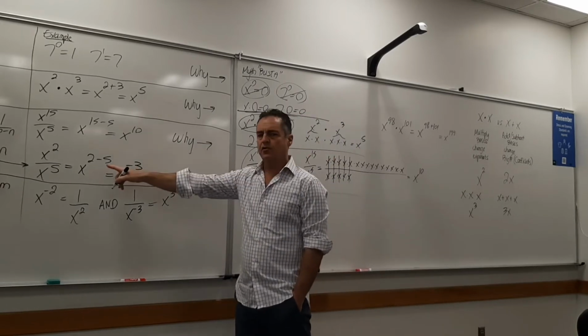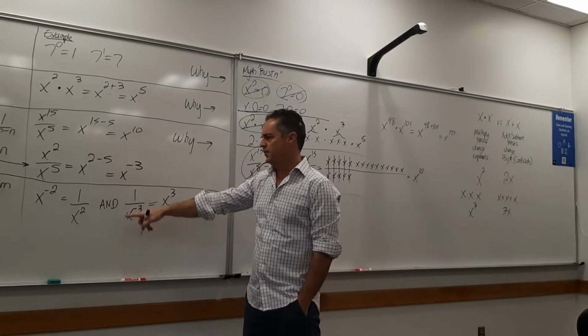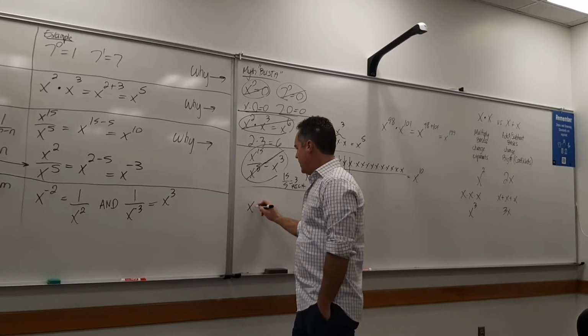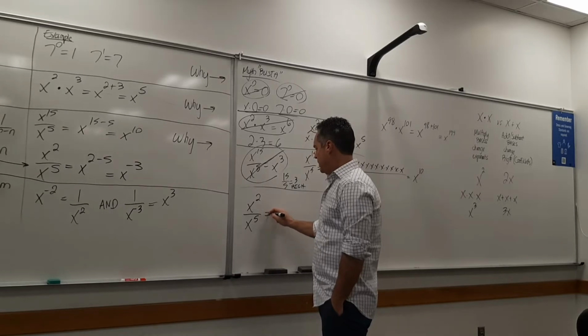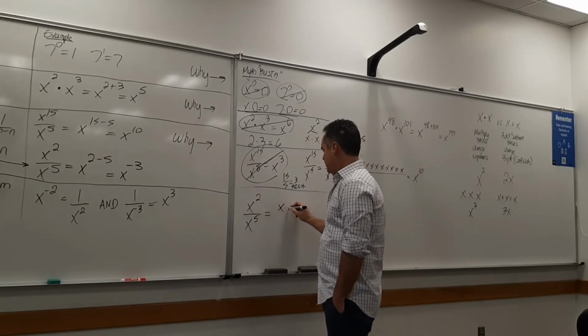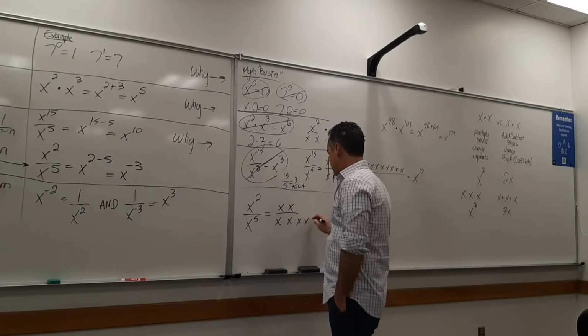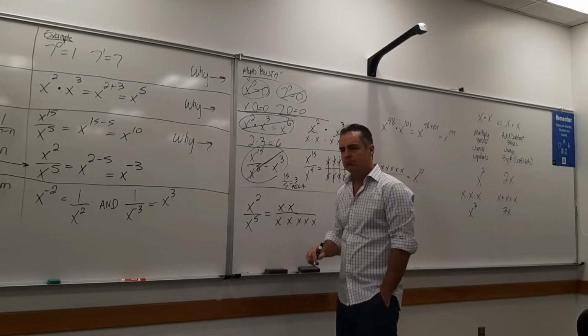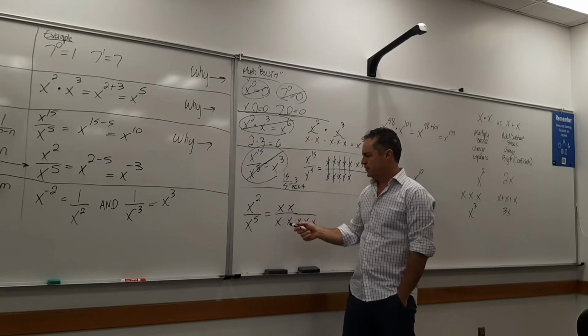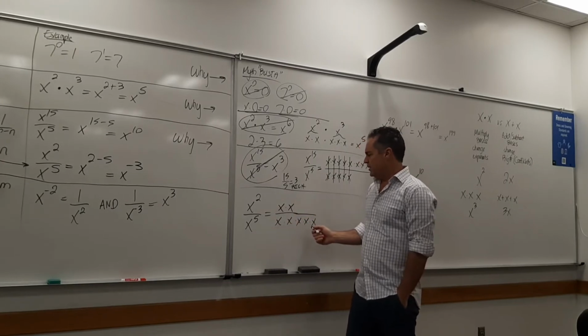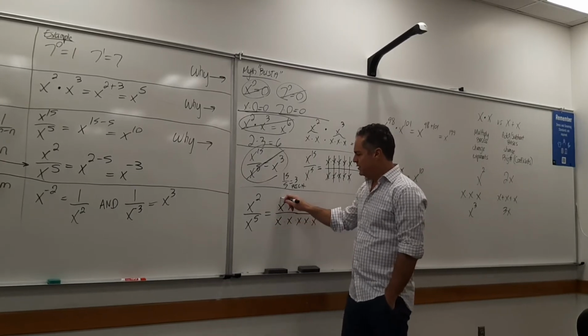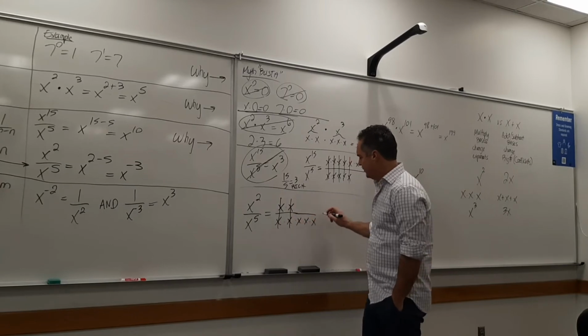So I want to show you something interesting about x to the second over x to the fifth in relation to this problem. X to the second over x to the fifth equals x times x over x times x times x times x times x. Agreed? So x to the second equals x times x, and x to the fifth equals x times x times x times x times x. And again, we can simplify this and these can cancel out.